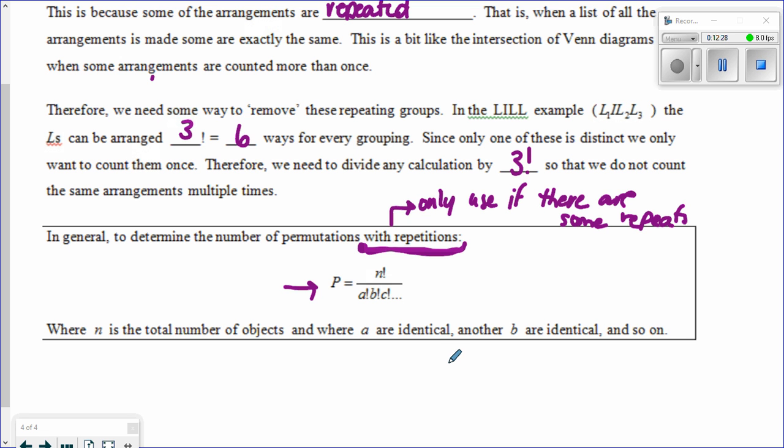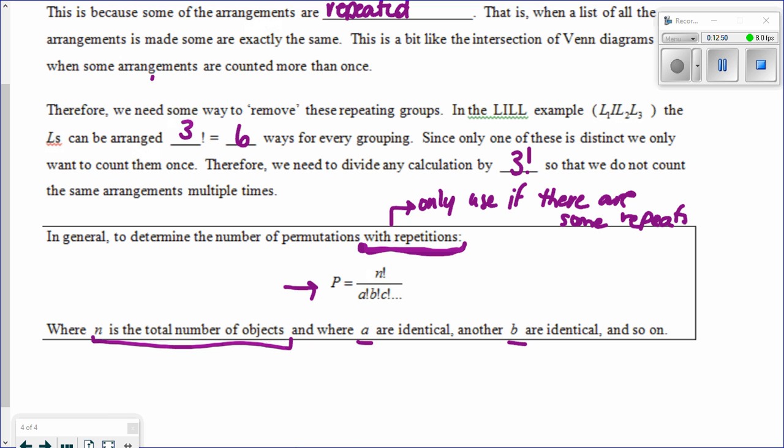So to determine the number of permutations with repetitions, permutations is equal to n factorial. So n is representing the total number of objects where A are identical, B are identical, and so on. So it's n factorial divided by A factorial, B factorial, C factorial, and so on.